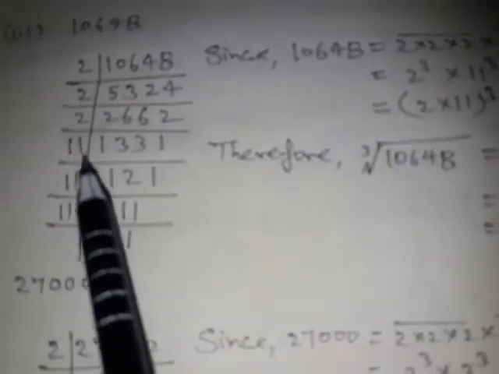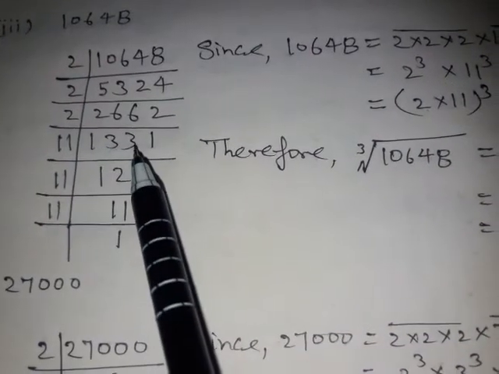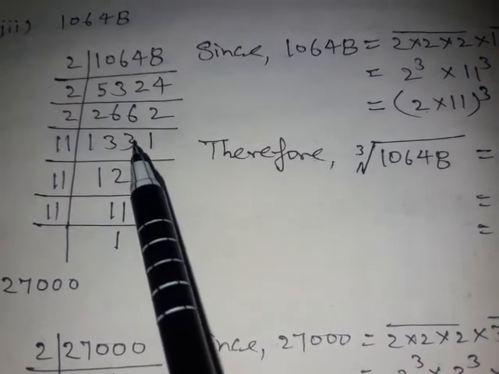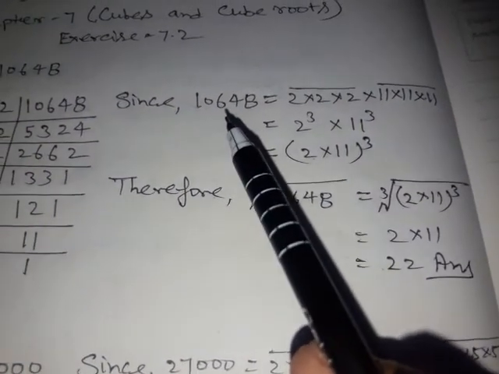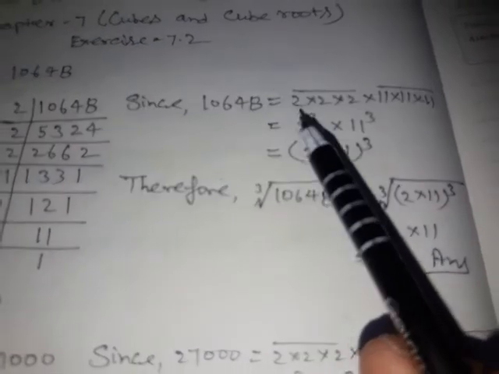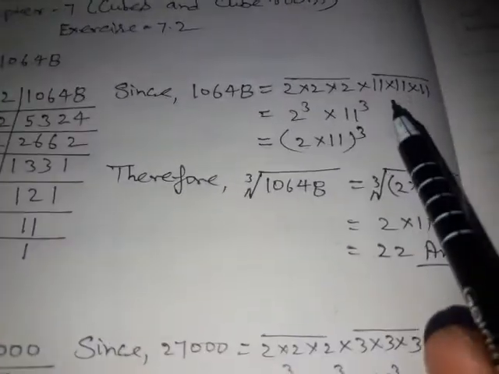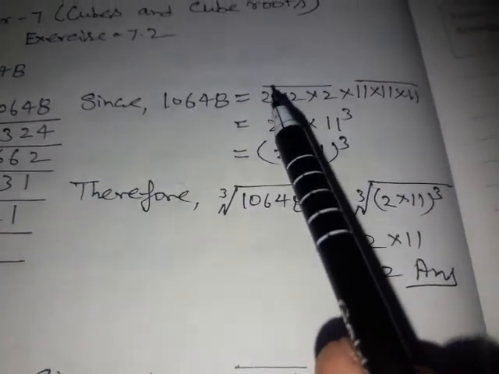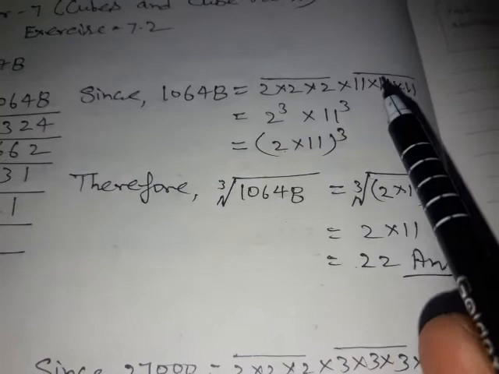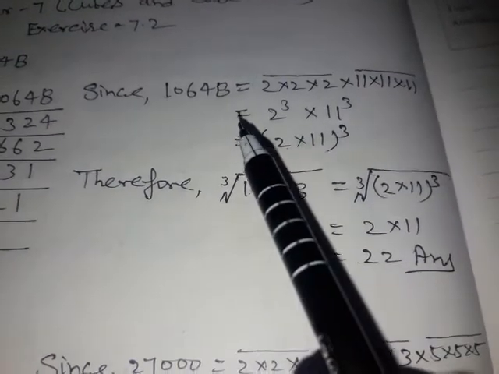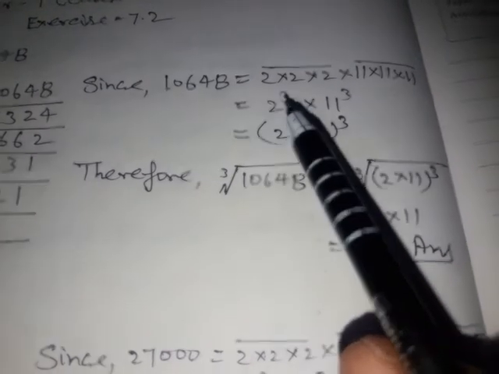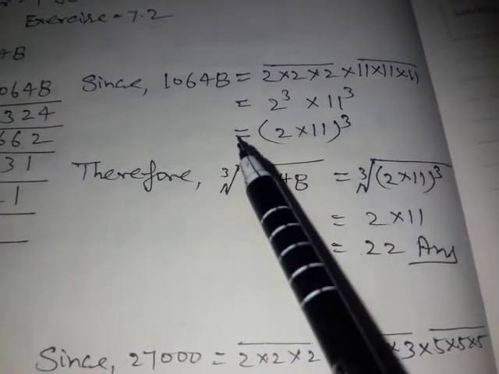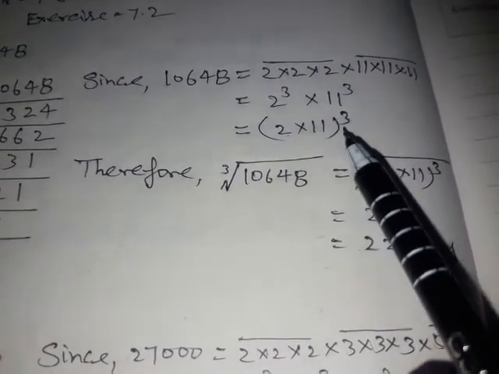Now divide by 11. 11 1s are 11, 11 2s are 22, 11 11s are 121, 11 1s are 11. So the prime factors of 10,648 are 3 times 2 and 3 times 11. Now make groups of 3: 2 into 2 into 2 is the first group, 11 into 11 into 11 is the second group. Now we can write it as 2 to the power 3 into 11 to the power 3. We can see that the powers are same, so we can write it as (2 into 11) whole cube.